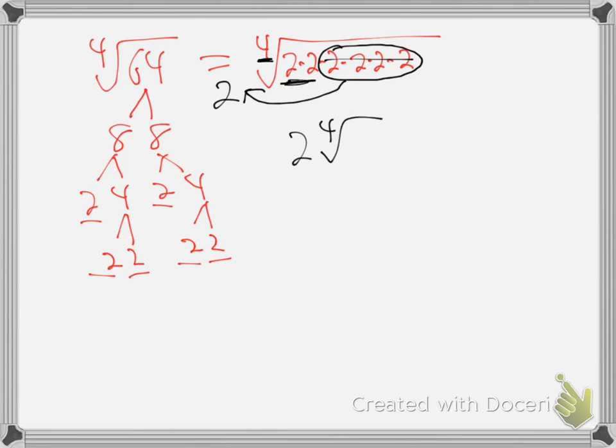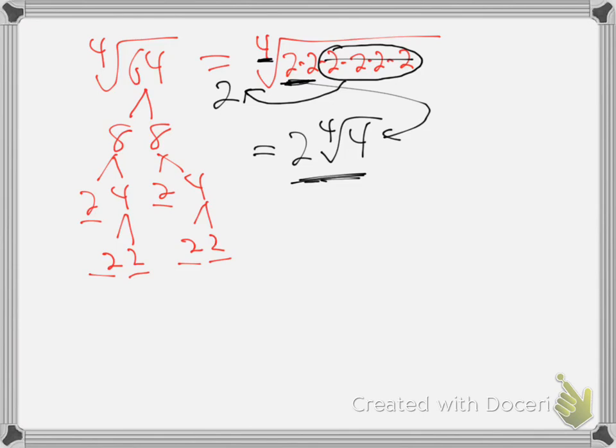What's left on the inside? The other 2 twos. 2 times 2 is 4. So it's 2 times the fourth root of 4. I thought they were going to come out nice, clean, whole numbers. They do not. I forgot how messy they make this section. So 2 times the fourth root of 4 is the best we can do.